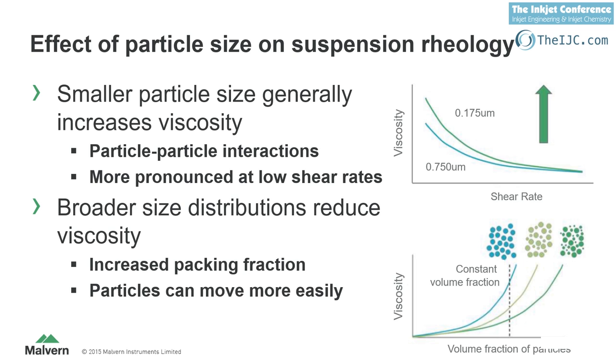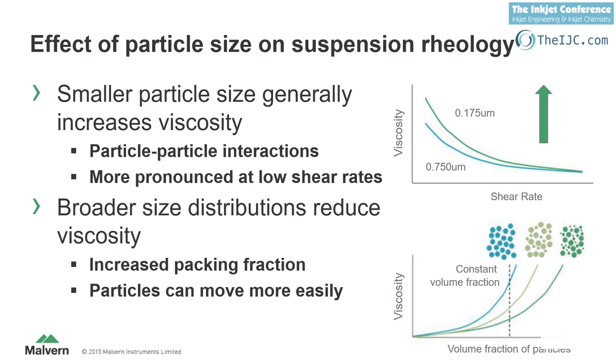Basically, because it increases your maximum packing fraction, so the maximum amount of space you've got in the suspension for the particles to move around, and that will then reduce the viscosity. So here we've got viscosity against the volume fraction. For a constant volume fraction, if we've got all the particles the same size, we get a higher viscosity. The more variation in particle size that we have, the lower the viscosity of the suspension. So that's the third reason you might be looking at particle size for controlling your ink performance.